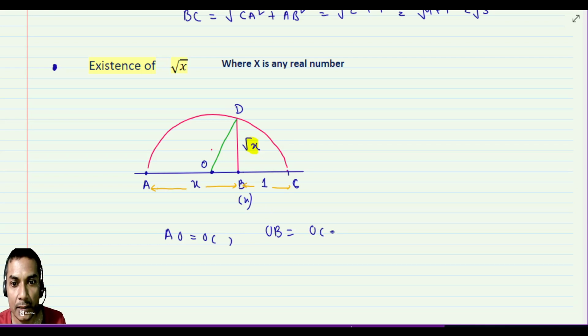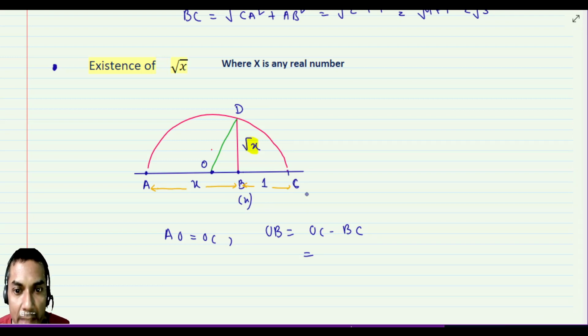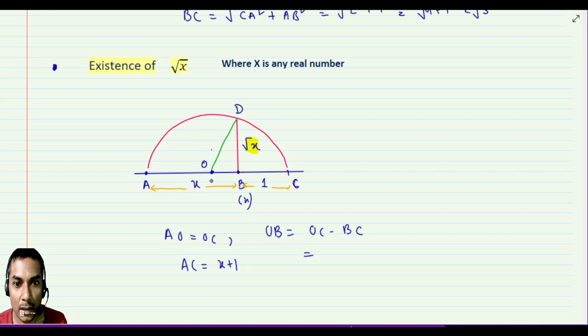So OC, we know that it is half of AC, because we already know AO is equal to OC. So OC is equal to half of the total distance. This is A to B is x and this is B to C is 1. So AC is equal to x plus 1. Is it clear?